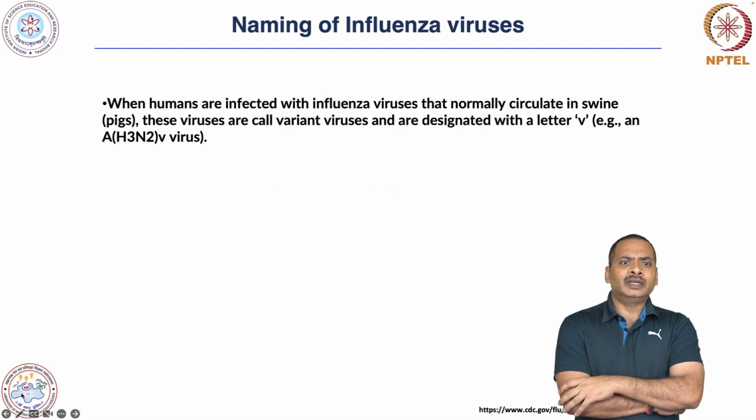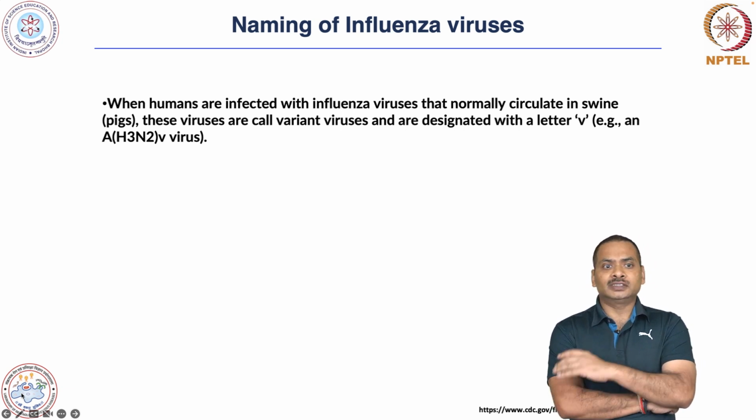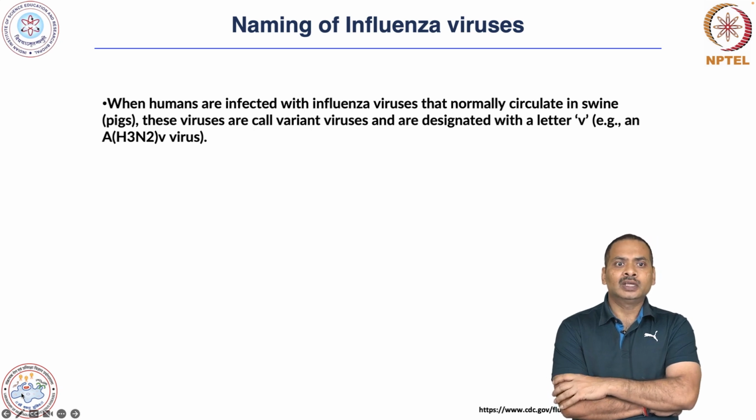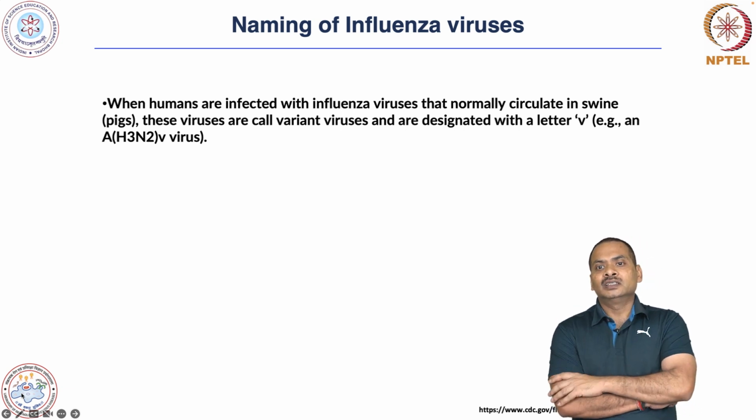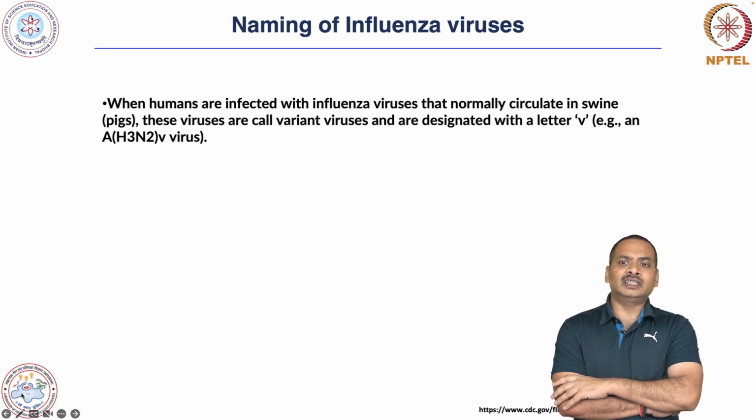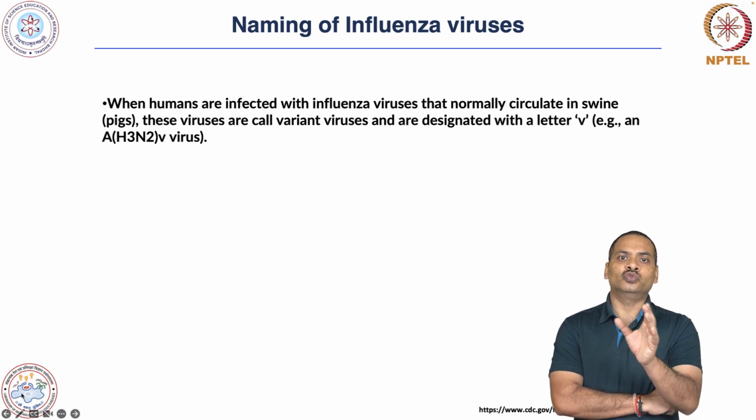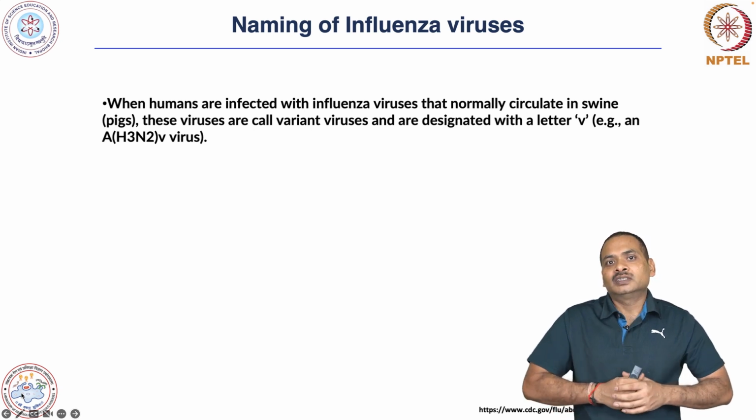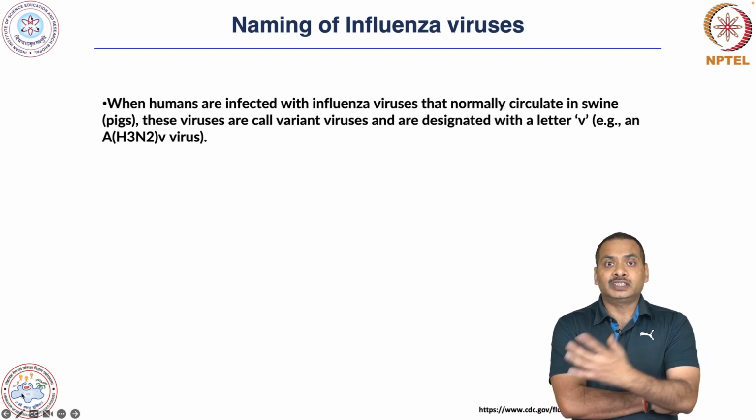Another is when humans are infected with influenza virus that normally circulates in pigs. These viruses are called variant viruses, and are designated with the letter V. Here you can see an example, A H3N2V. So when you put the V, then they are variant viruses, and most likely they are present in swine, that is pigs.